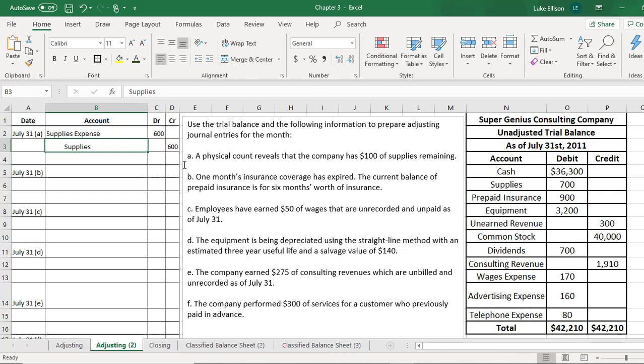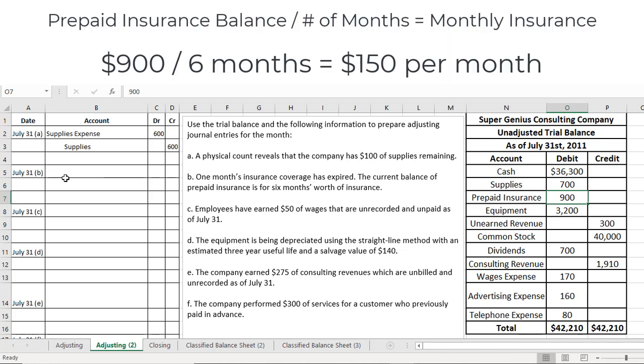Part B says 1 month's insurance coverage has expired. The current balance of prepaid insurance is for 6 months worth of insurance. So if we look over here, we'll see that the prepaid insurance account has a $900 balance. But that's for 6 months worth of insurance, and we want the 1 month version of that, which is just for the month of July. So what we do is we take $900 and we divide by 6 months to get $150 of insurance per month. So each month we have an insurance expense of $150. So we're going to title that Insurance Expense for $150.